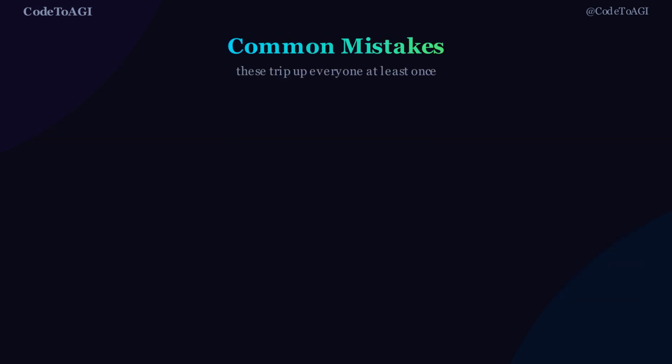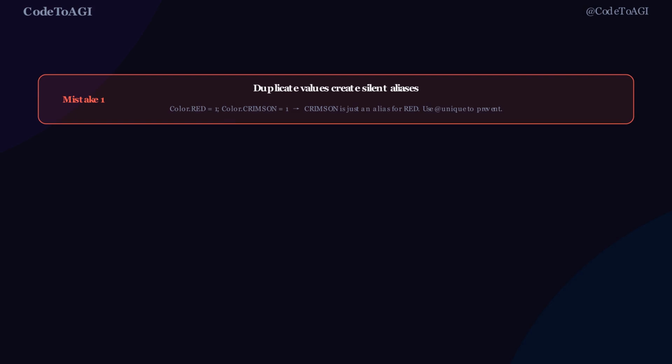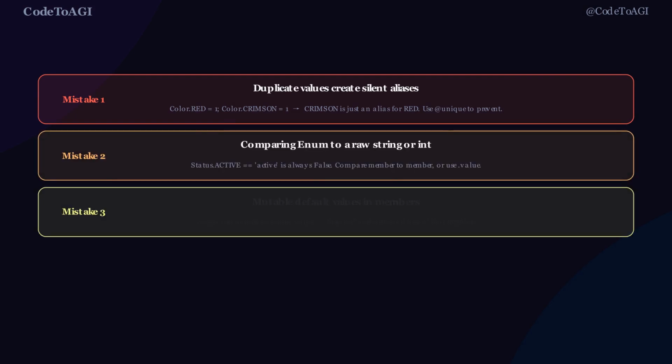Common enum mistakes. Mistake 1, duplicate values create aliases. Color.RED and Color.CRIMSON point to the same member. Use the unique decorator to prevent this. Mistake 2, comparing an enum to a raw string or int. Color.RED == "red" is False. Always compare enum to enum. Mistake 3, mutable default values in enum members. Keep enum members as simple immutable values.